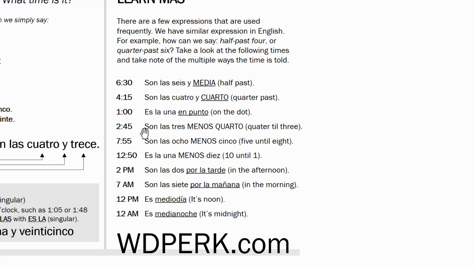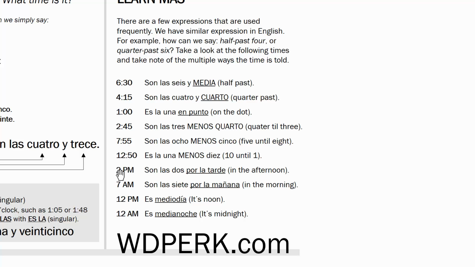Oftentimes you'll have quarter until or quarter till an hour. And so in this example, son las 3 menos cuarto, minus or less, a quarter. Son las 3 menos cuarto is quarter till 3. You can even say son las 8 menos 5, it's 5 until 8.